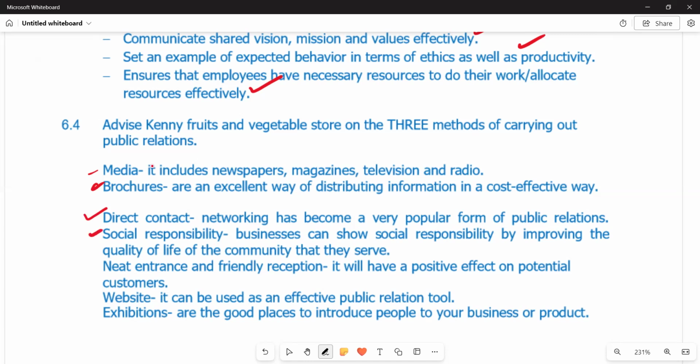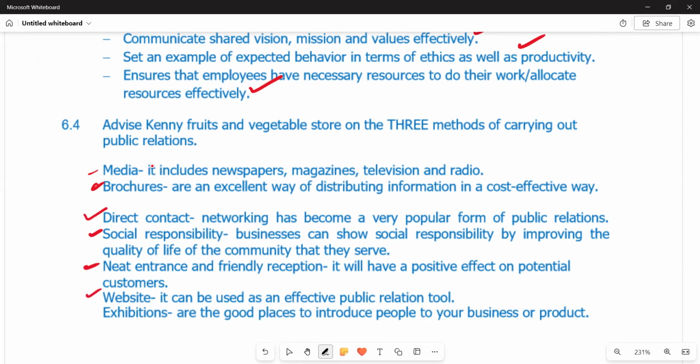Then we've got a neat entrance and friendly reception. It will have a positive effect on potential customers. When customers come to our business or organization, the first impression they get is at the entrance or reception area. So we make that reception area very convincing so that we can attract customers. We make it clean and make sure that the personnel we put on the front office are well presented and have good communication skills. That is a way of making the reception very attractive to our customers, and obviously customers are going to be retained.